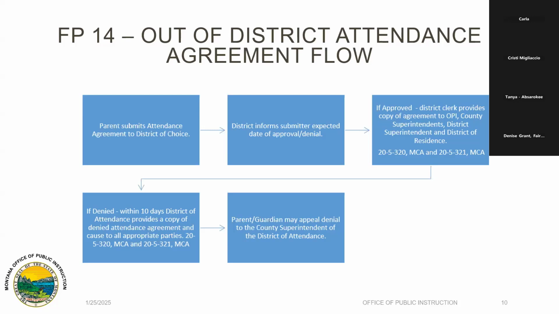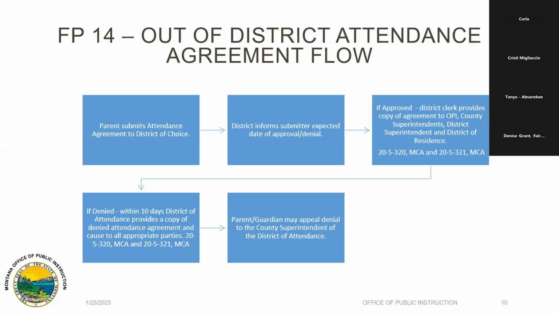If it's approved in your board meeting, the district clerk provides a copy of the agreement to OPI, county superintendents, district superintendents, and the district of residence. The only thing that's going to change after we get done with the legislature is that they have taken OPI out of this flow. But because it's not done yet, I'm keeping it in, and you still have to send me your attendance agreements when they're completed and approved.